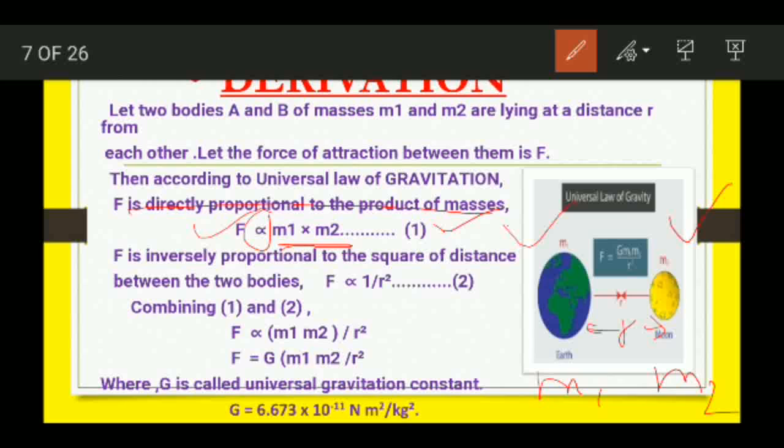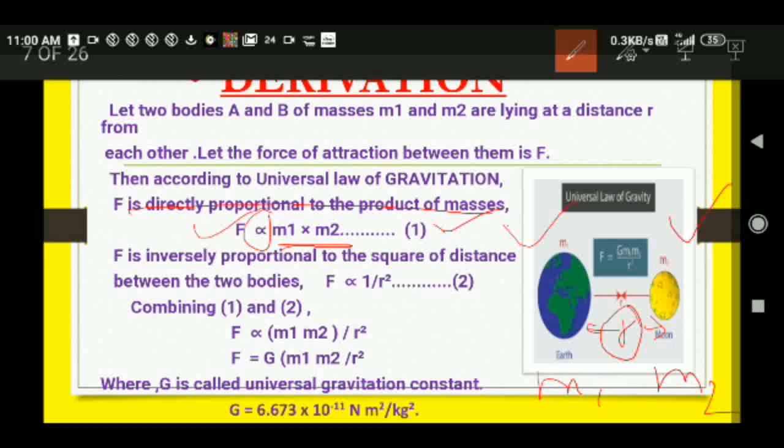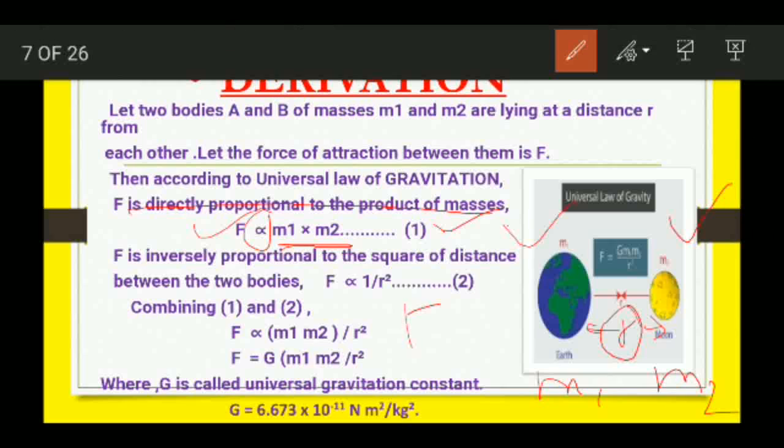Next, F is inversely proportional to the square of the distance between them. It means if the distance between them is r, then the force will be inversely proportional to the square of the distance. If we square the distance, it is inversely proportional to the force, that is, 1 by r square. Let us take it as equation number 2.